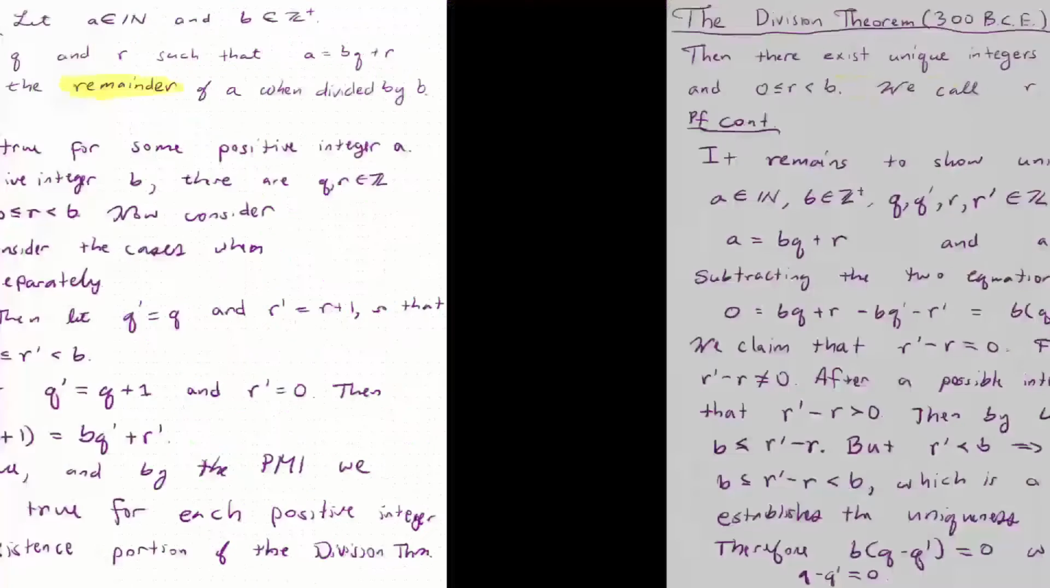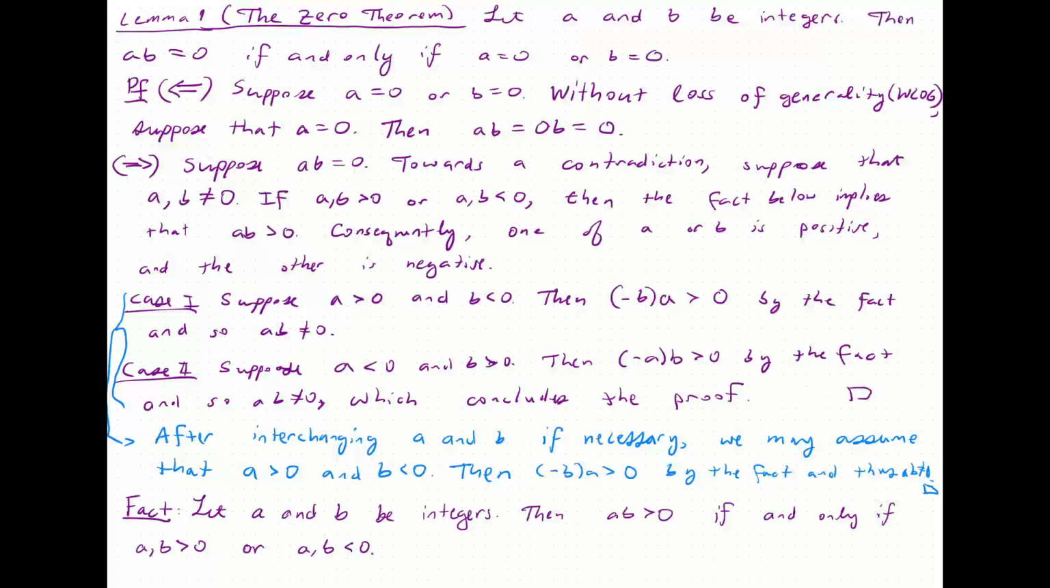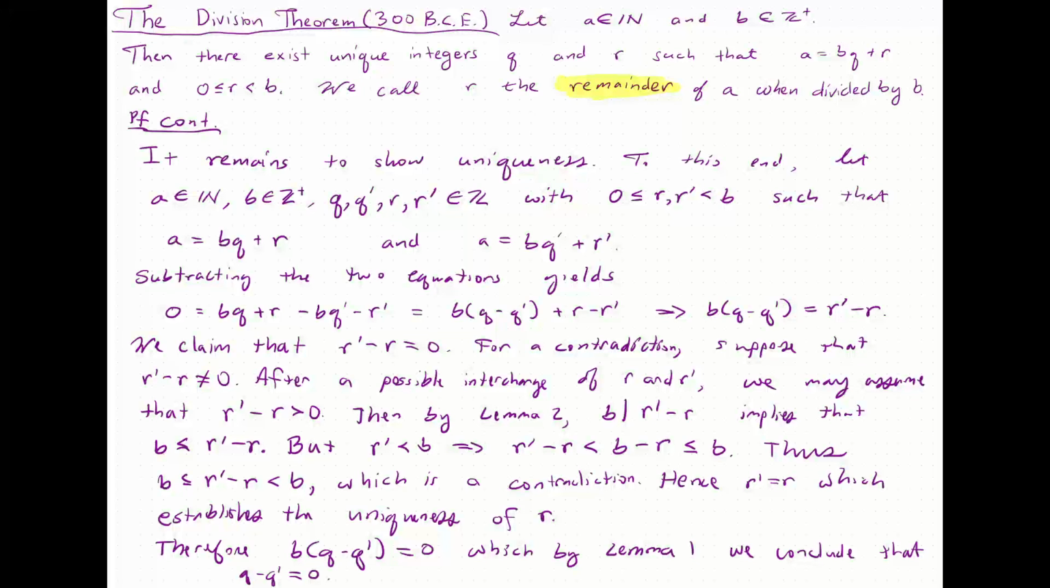And so as a reminder, lemma 1 is the zero theorem. The zero theorem tells us that if a times b is equal to 0, then that's equivalent to a is equal to 0 or b is equal to 0. But in our case, we know that b is a positive integer, so it is non-zero. And so since b is non-zero, it must be the case that q minus q prime is equal to 0. Thus, q is equal to q prime, which concludes the proof.